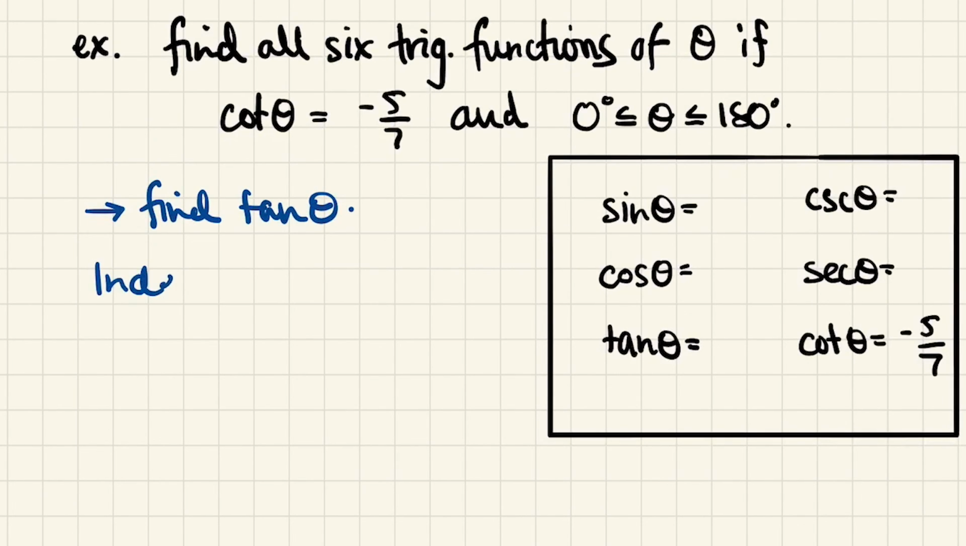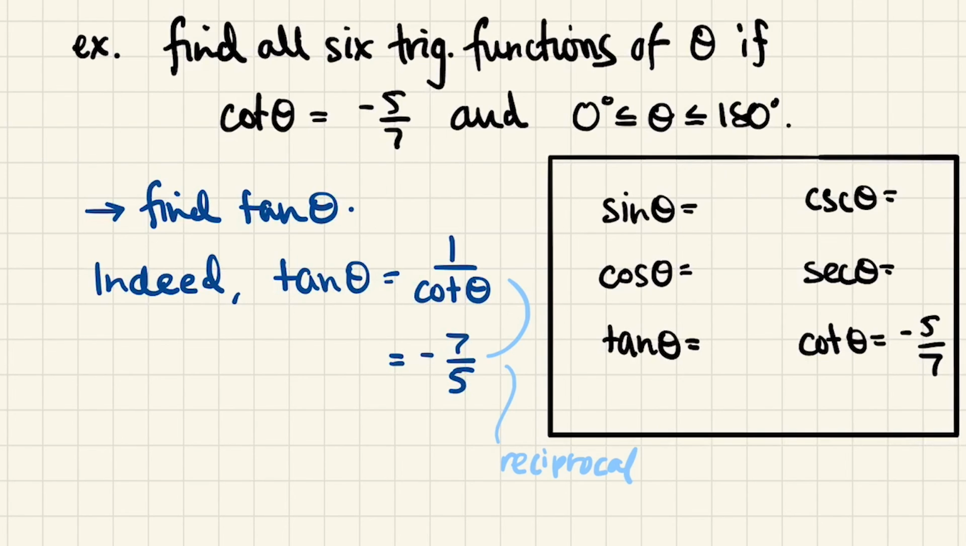Indeed, tangent of theta is 1 over cotangent of theta. So it's going to be just negative 7 over 5, the reciprocal. Very good. So now we just have to figure out the other ones.